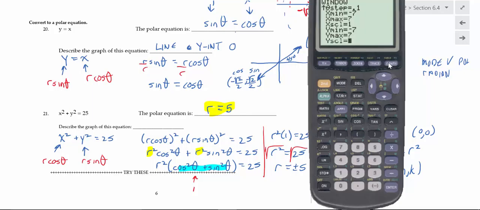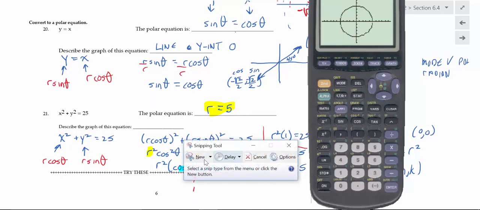Now if you type graph, you're going to see a circle being drawn. Now that looks more like an ellipse, but it's a circle, and that's because of the way the calculator does this. You can also do this zoom button, and then you can go square, option 5, and that makes it look the way it's supposed to look. So that's your graph right there that you'd end up having.